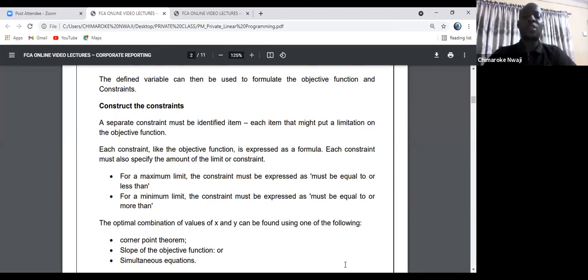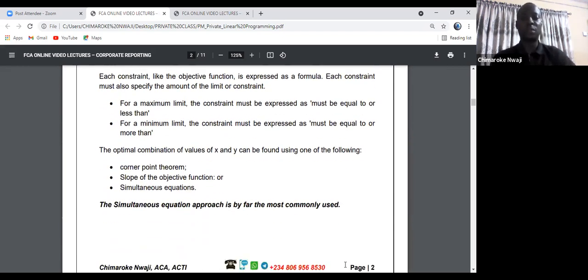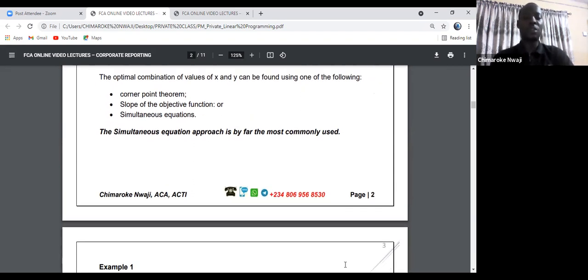Then the optimal combinations of X and Y can be found using one of the following. You can either use the corner point theorem, or the slope of the objective function, or simultaneous equations. So in our discourse this evening, we are going to be looking at the corner point theorem and we will combine it with simultaneous equations. So those are the two things we are going to be using, corner point theorem and simultaneous equations. Give me a moment.